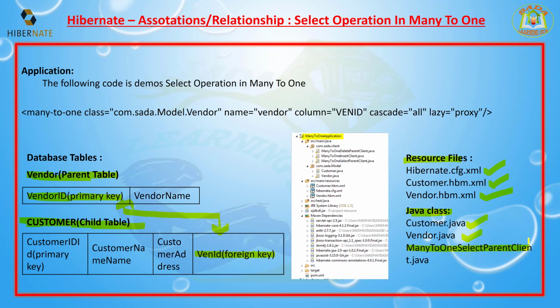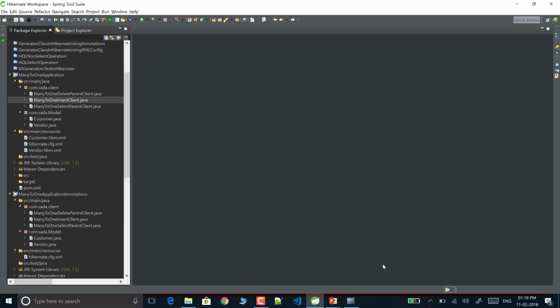Now I'm going to explain a simple example with this, how to configure a select operation. First I'm going to explain the XML based, and after that, I'm going to explain annotation based. If you see, first, the XML based application.